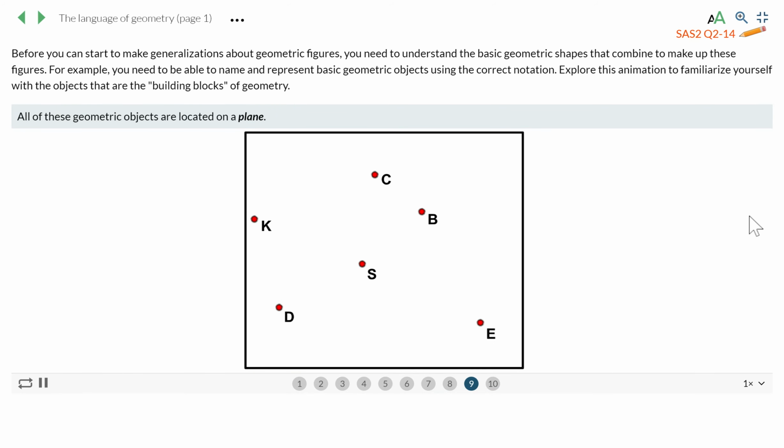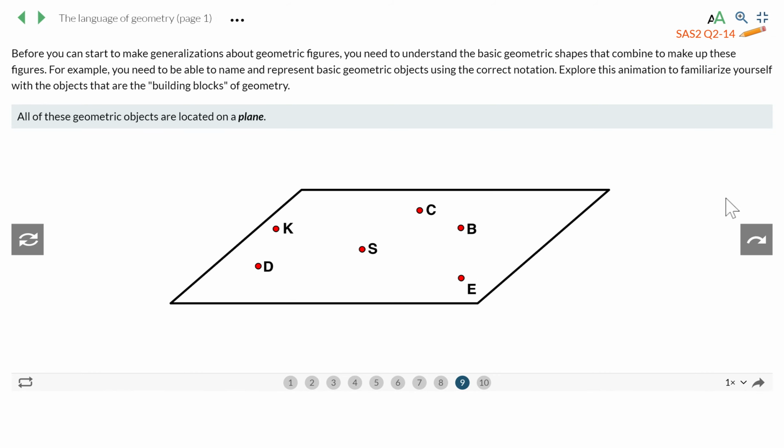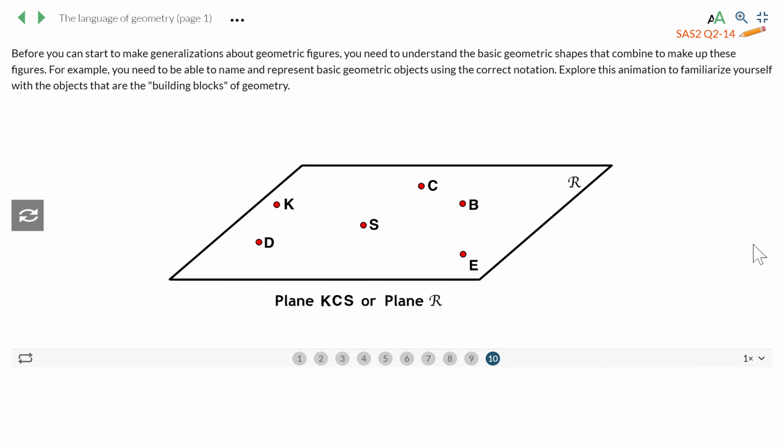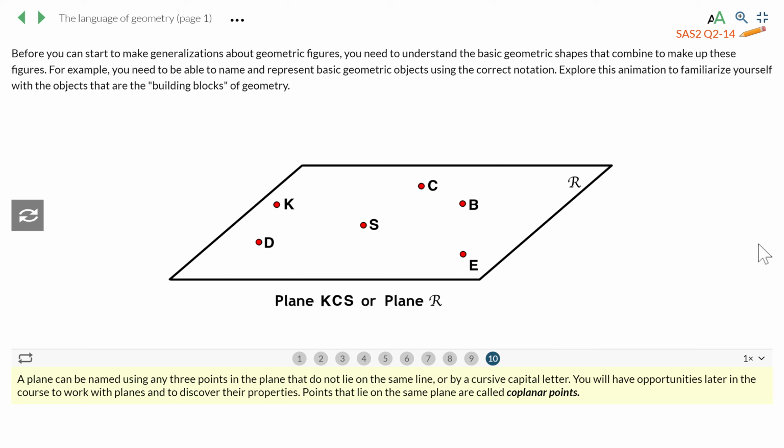All of these geometric objects are located on a plane. A plane is a flat surface that extends in all directions. A plane can be named using any 3 points in the plane that do not lie on the same line, or by a cursive capital letter. You will have opportunities later in the course to work with planes and to discover their properties. Points that lie on the same plane are called coplanar points.